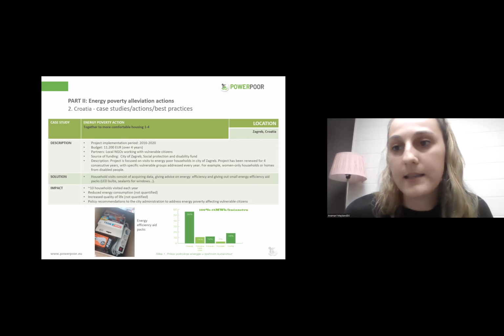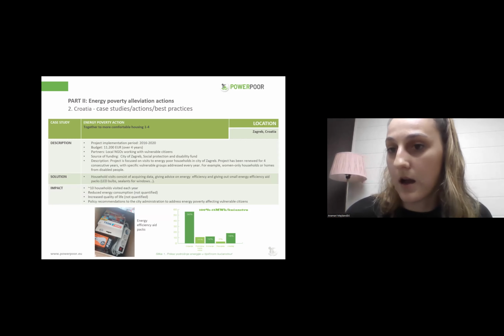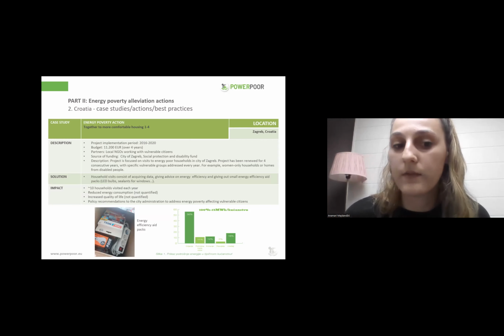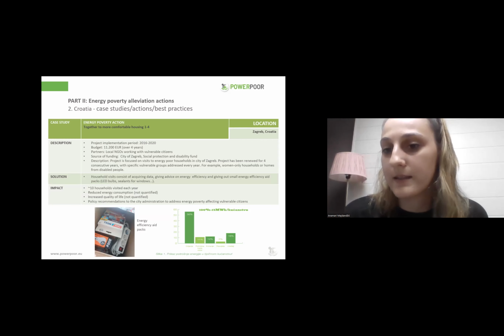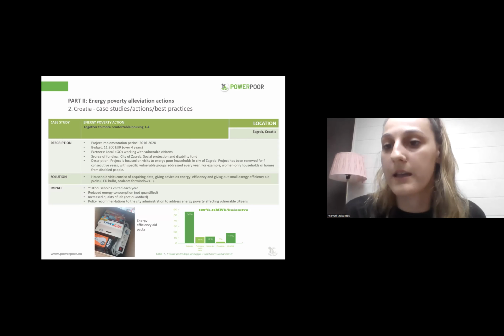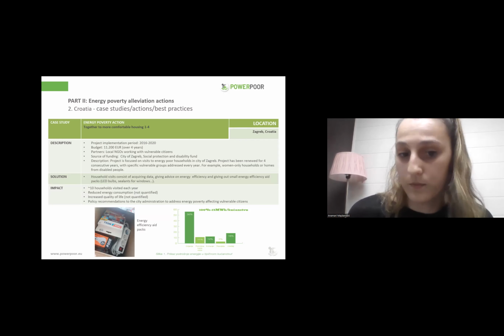And as I said, in the city of Zagreb, we have this really good project going on, energy audit in households. We have this target of 10 houses each year, and we are giving them energy boxes. Later, my other colleague will explain what energy boxes are. This is something that we give people to better their energy efficiency in their homes.